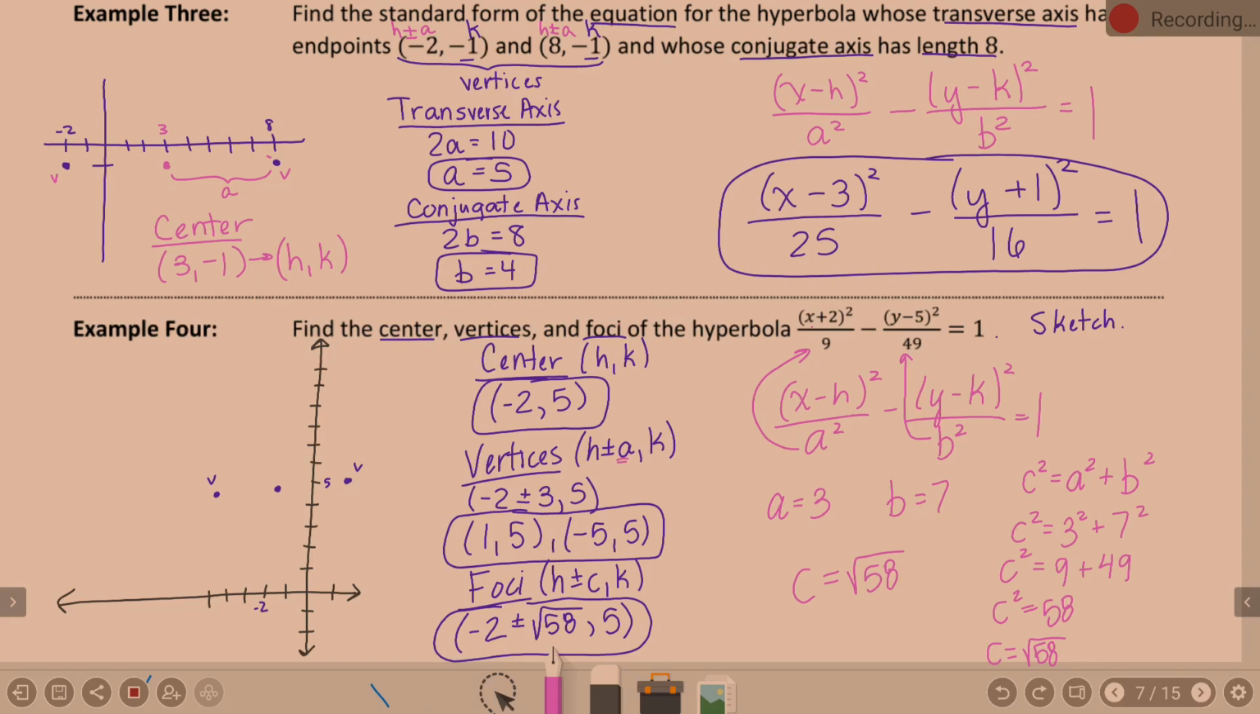That is A. Notice, what is A? A is 3. So if you go 3 left and 3 right, that is your A value. Okay. And I know my A value is going to go horizontal because it's under X. X's go left to right, so that means my A value goes horizontal. Now, what's B tell me to do?